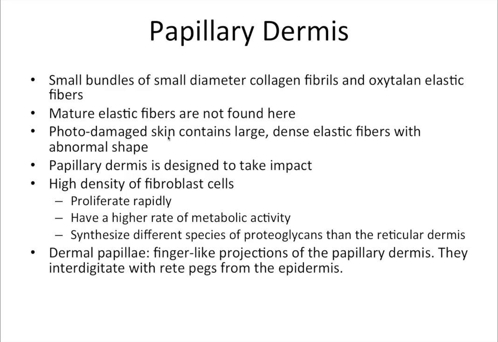If you look at photodamaged skin, you'll notice that the elastic fibers are essentially more dense, large, and they have an abnormal shape. This is essentially damage to the elastic fibers. So if you look at anyone that has photodamaged skin, it's not very elastic. It doesn't spring back to its original shape, and this is essentially due to the formation of what's known as an elastotic material, and essentially it's damaged elastin.